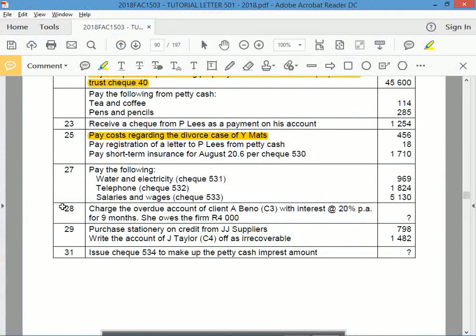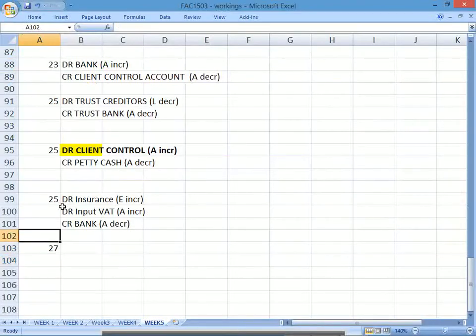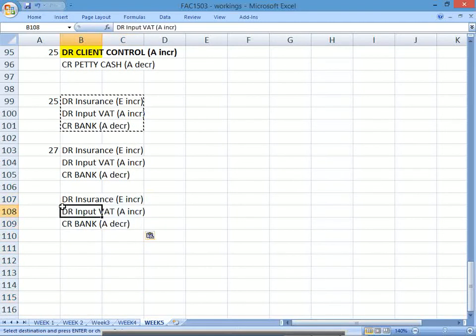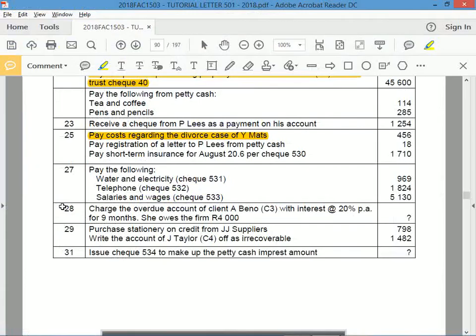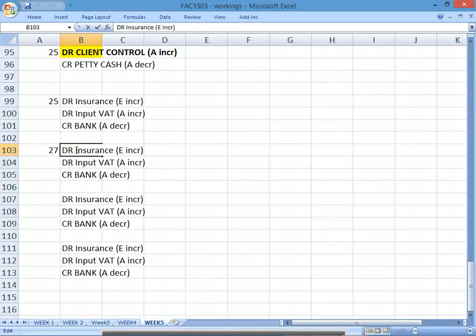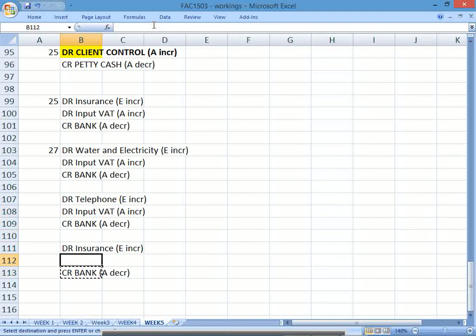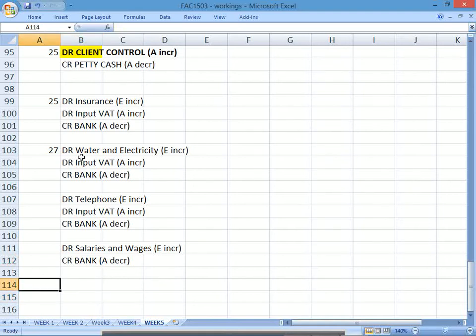Okay, 27. Pay the following: water and electricity, telephone, salaries, and wages. All right, so all of this will look similar to this. Some will have VAT, some won't have VAT. Okay, all of this was a payment. So water, electricity, and telephone has VAT. The last one doesn't, so you can eliminate that. And you would have just debited the salaries and wages. Okay, salaries and wages have other taxes. Pay as you earn. But that would have been the workings for 27.